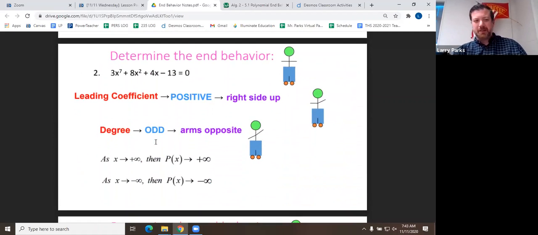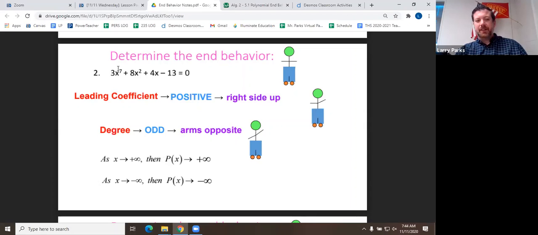Here's another example. So I have this polynomial. I identify the degree. I make sure that this is written in standard form. So here is my degree, or my leading term, 3x to the 7th. So I look at the 3, which is called the leading coefficient. That's positive, so the right side goes up. So I would say, as x goes to the right, then the function goes up. That's how you write that.